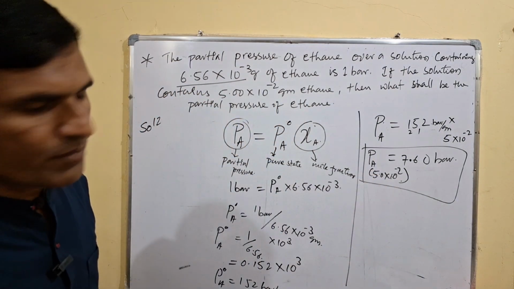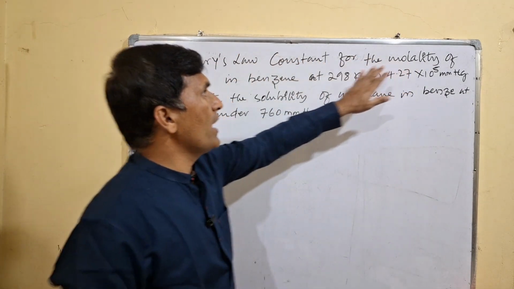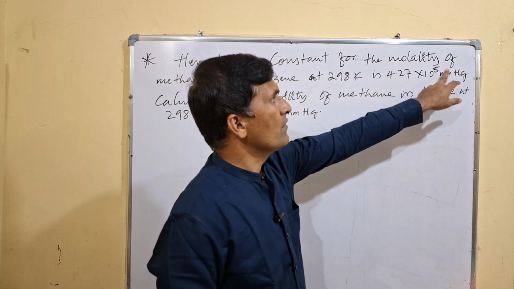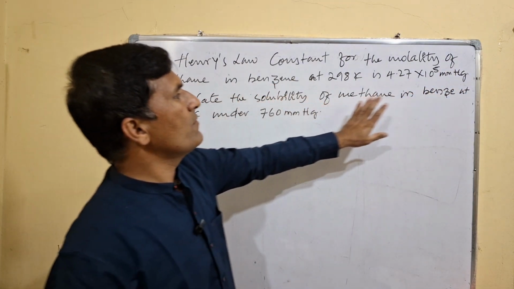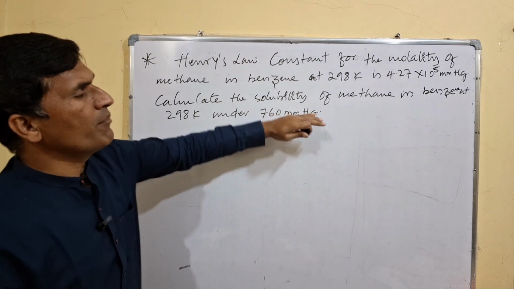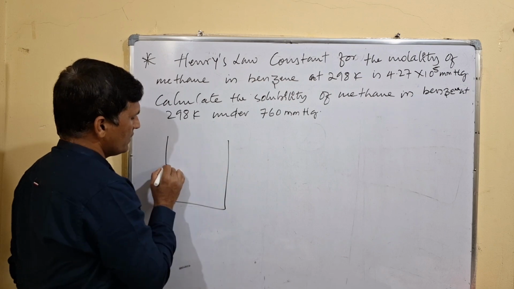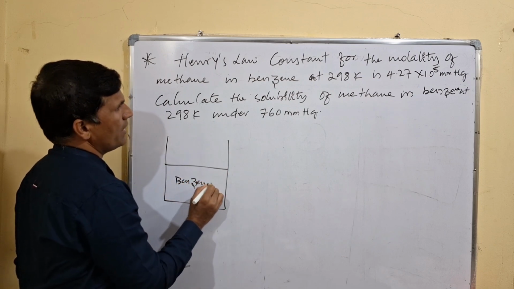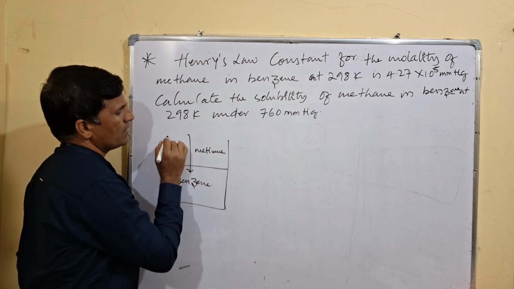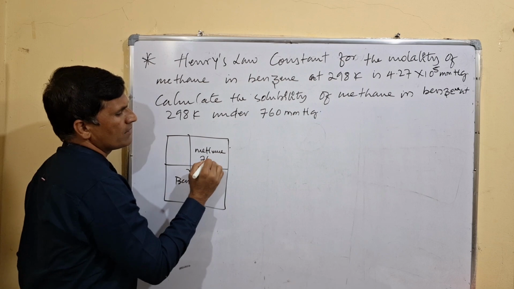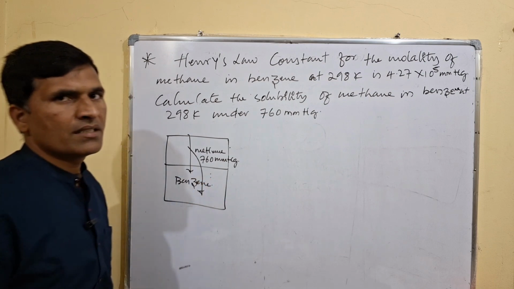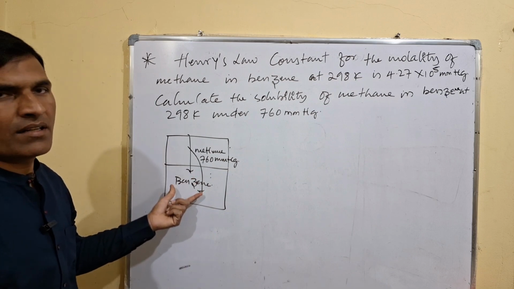So next we will move on to another problem. Let us look into this problem. Henry's law constant for the molality of methane in benzene at 298 Kelvin is 4.27 into 10 to the power 5 mmHg. Calculate the solubility of methane in benzene at 298 Kelvin under 760 mmHg pressure. So there is benzene, and he wants to dissolve methane gas. Henry's constant is given and he is applying 760 mmHg pressure. How much methane is going to be solubilized in benzene? That is being asked.